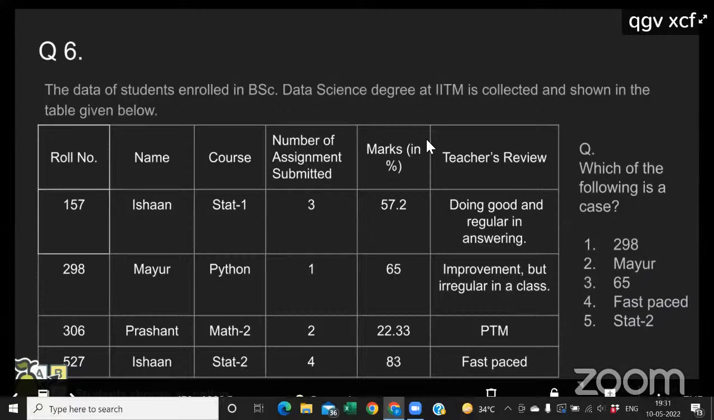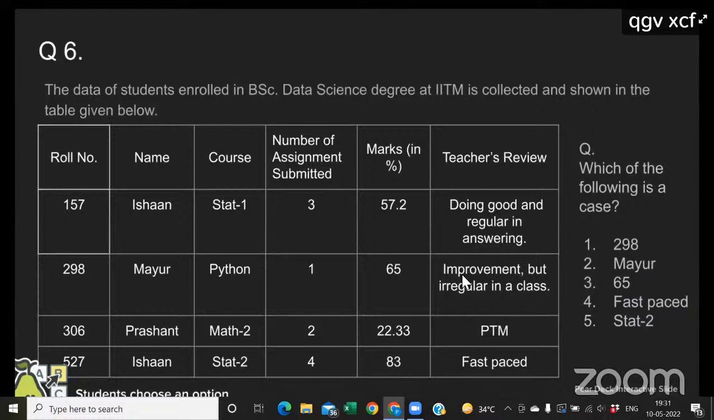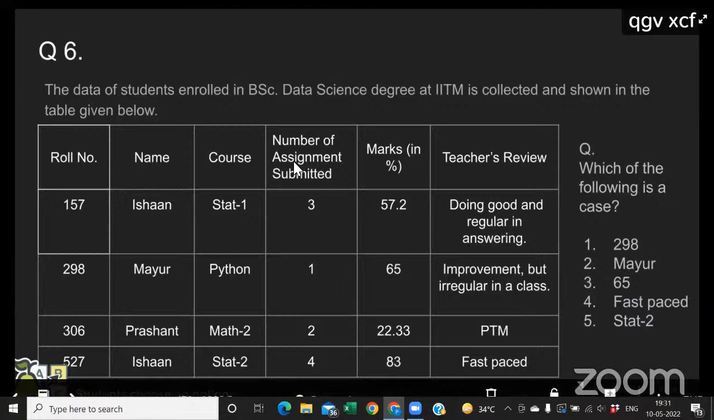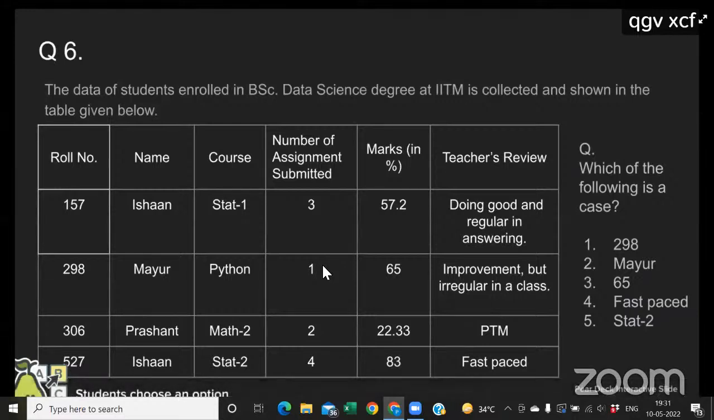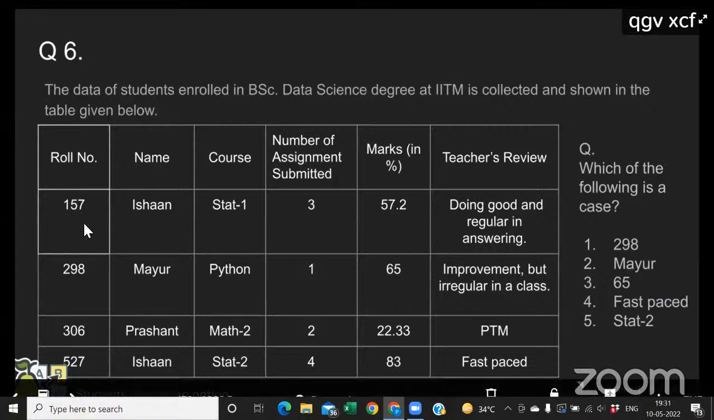Sir, can you repeat what you said? I just missed it. One second. Row versus column: rows represent the cases and columns represent the variables. Why? Suppose I'm saying number of assignments. A column represents a variable, meaning it varies, right? A variable is something that varies across all the units. Your row represents the cases, and cases should be unique, and roll number is always unique.